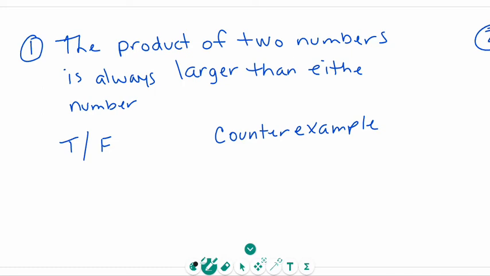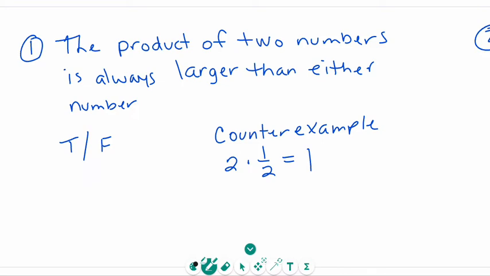The product of two numbers is always larger than either number. We need to determine if this conjecture is true or false. So if we can figure out any two numbers that we could multiply in which their product is less than the numbers multiplied, that would be our counterexample. So for example, if I take 2 times 1/2, my answer is 1. Notice that the product of the two numbers is less than one of the numbers. And our conjecture says that the product of two numbers is always larger than either number.